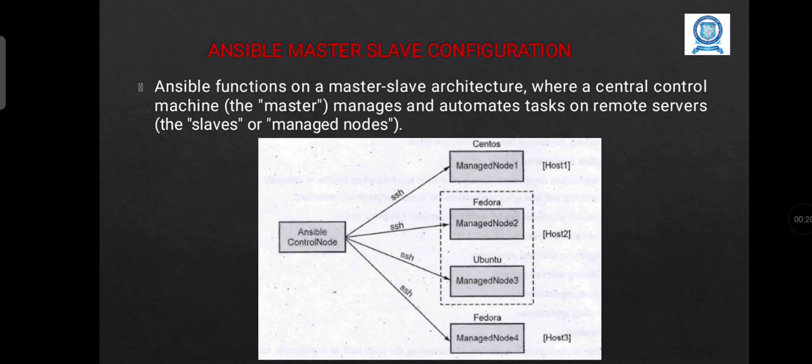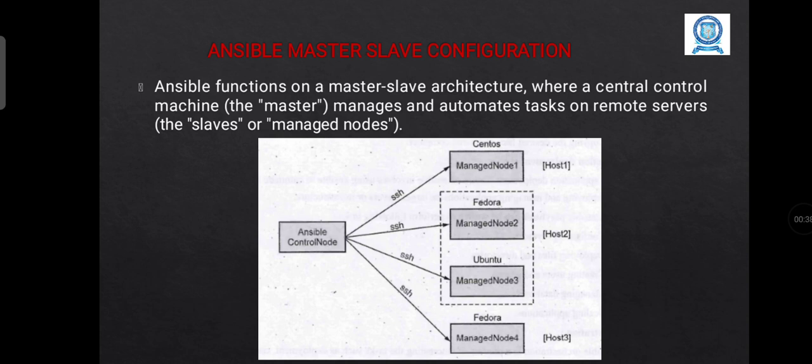Ansible functions on a master slave architecture where a central control machine is called as master. This master will manage and automate tasks on remote servers. Remote servers are otherwise called as slaves or managed nodes.